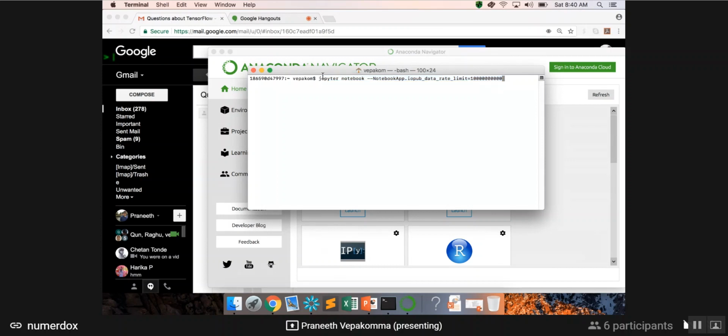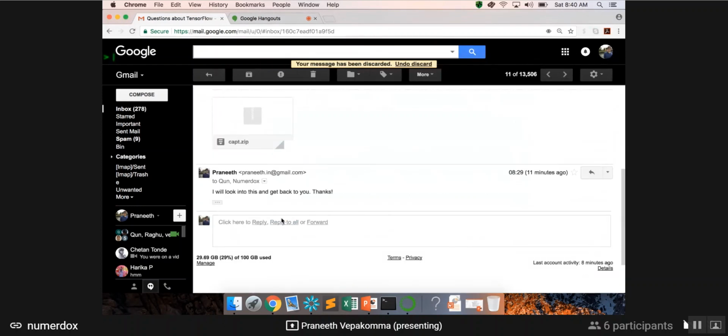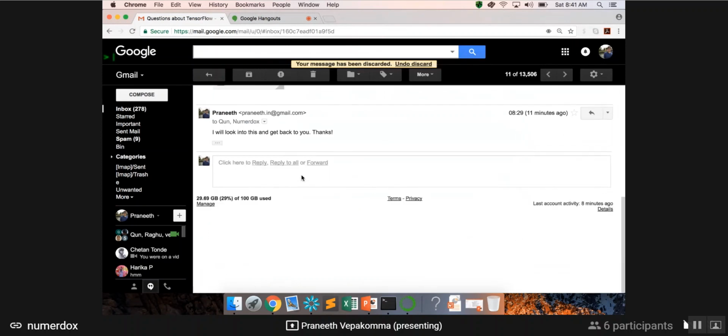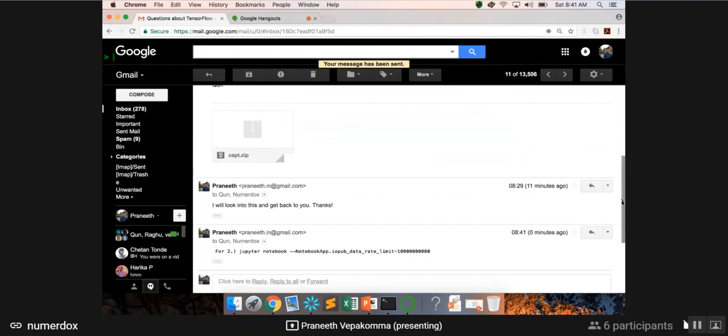But since you're running it through the notebook on an EC2 cluster, is that correct? Or did you run two instances? Yeah, EC2. Okay, through your notebook. So then it should be okay. So it's just some communication related stuff, right? So the I pub data rate limit. That's the amount. So if you put a very large number like this, it should work. So what I'll do is I'll reply here. Let me know if it still persists, then we can dig deeper.